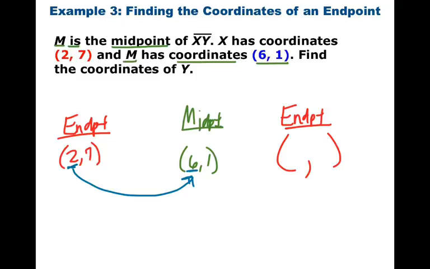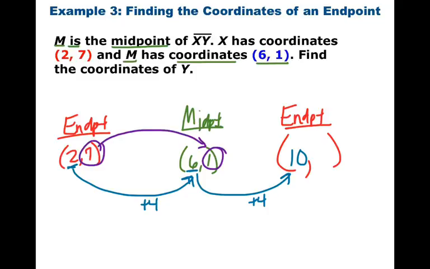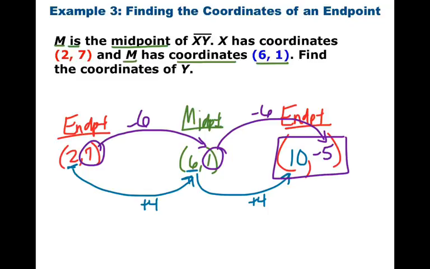This problem basically says 6 is in the middle of 2 and what other number? So you're starting at 2 and going up to 6, so you had to add 4. So just add 4 again, and that'll make 6 be in the middle. Okay, and then look at your y values. From 7 to 1, I went down that time. I went down by 6. So subtract 6 again. So 1 minus 6 would give me negative 5. So there's your endpoint, 10, negative 5.